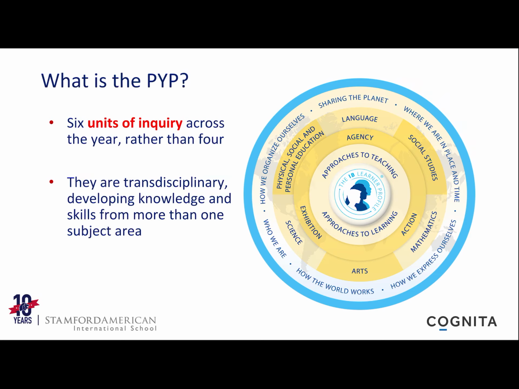So in this outer ring on the model here, you can see starting from the top, sharing the planet, and then moving clockwise we have where we are in place and time, how we express ourselves, how the world works, who we are, and how we organise ourselves. They are the titles of the units. So for instance, in grade 1, when they look at how the world works, they will study forces and motion, and they will have opportunities to learn some scientific content and some mathematical content in there in terms of some measurement and working with some of those numbers there.